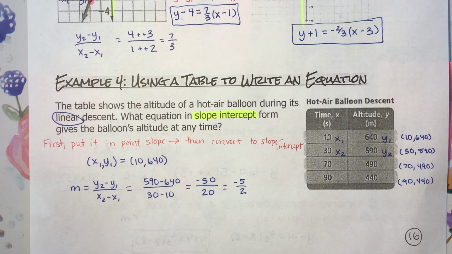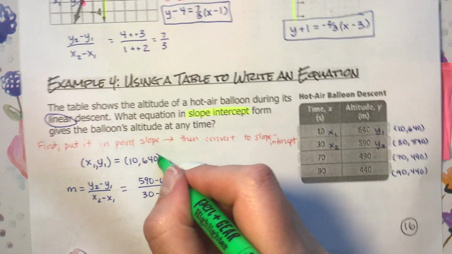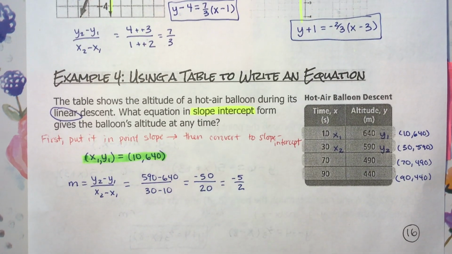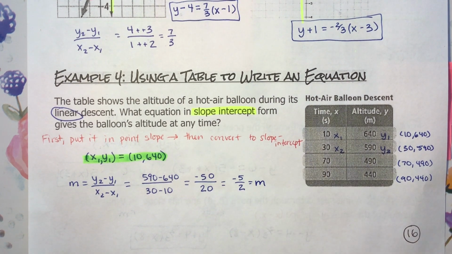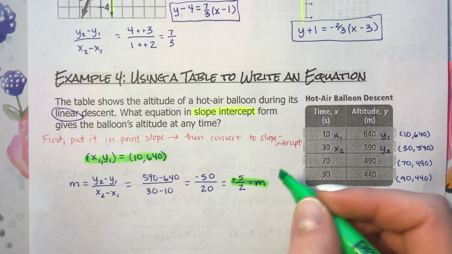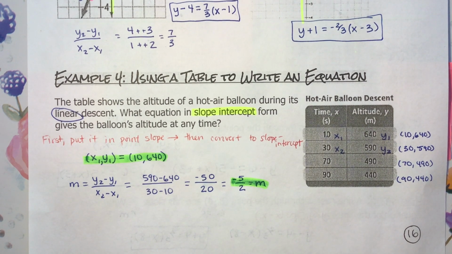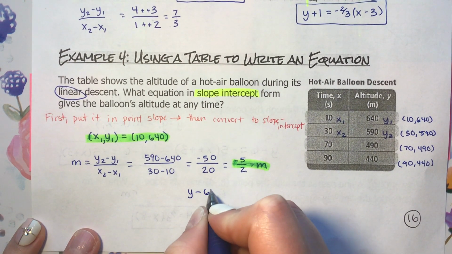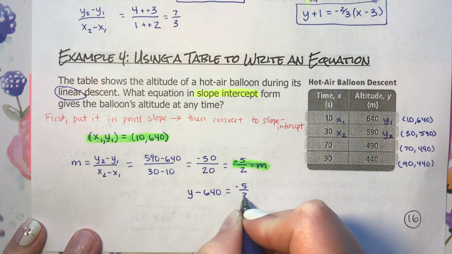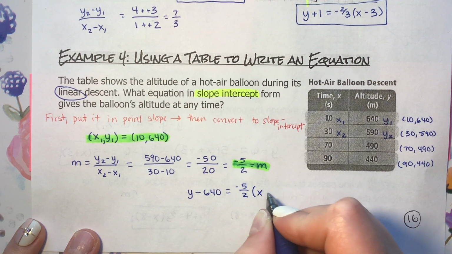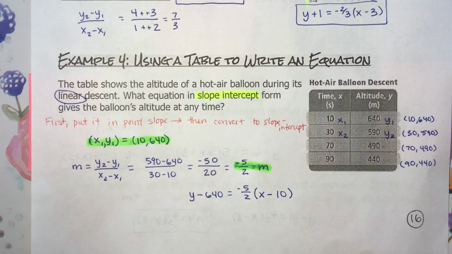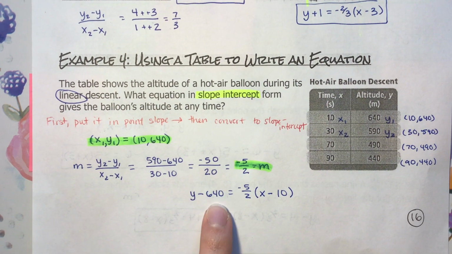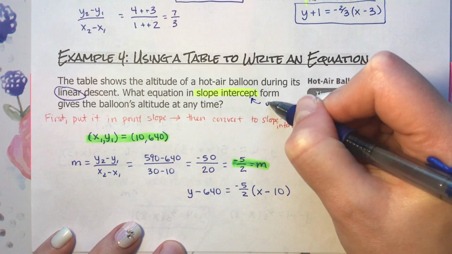So where am I at right now? I have my x1, y1, and I have my slope. What I can do with this now is stick it into my point slope form and then convert it. So I'm going to say y minus 640 is equal to negative 5 halves parentheses x minus 10. Now, this is point slope. I want it to be of the form y equals mx plus b.